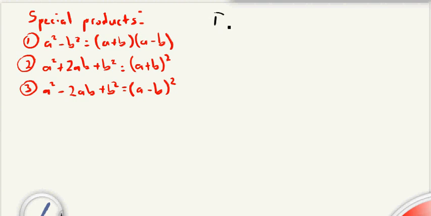So for the first kind, a squared minus b squared, you might see, say, x squared minus 9, right? So this is something squared minus something else that's squared. That would factor into a plus b times a minus b, okay? In this case, a would be x and b would be 3, because the square root of x squared is x and the square root of 9 is 3. So x squared minus 9 is going to factor into x plus 3 times x minus 3, okay?